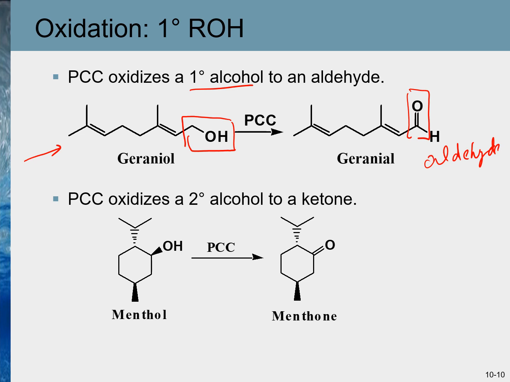If we use PCC to oxidize a secondary alcohol, it will still give the same product that we obtained in case of chromic acid. So the resulting oxidation product of secondary alcohol will be a ketone. So both chromic acid as well as PCC result in formation of ketones in case of secondary alcohol.